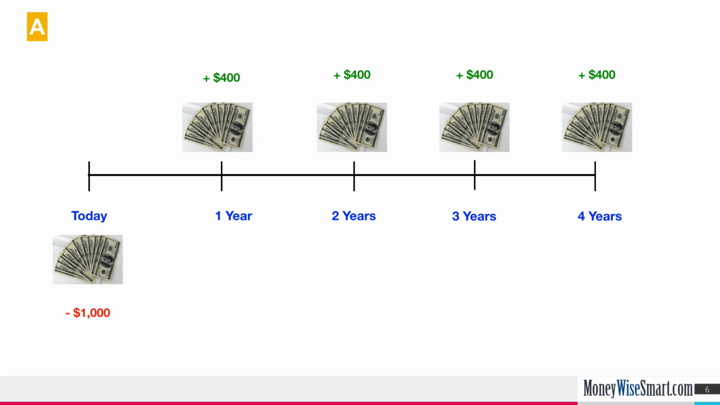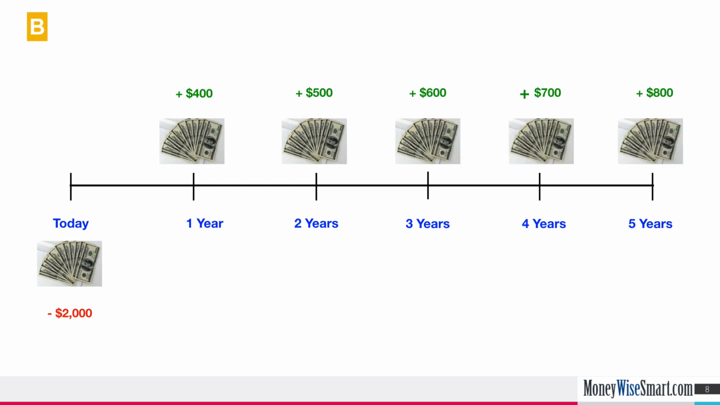Let's say you are asked to invest $1,000 today, and over the next 4 years, you receive these cash flows. So whatever is below the timeline, that is your outflow, that's shown as a negative. And whatever is above the timeline, that is your cash inflow. So you receive a cash inflow of $400 every year over the next 4 years against your investment of $1,000. Now, is this a good deal? So this is scenario A.